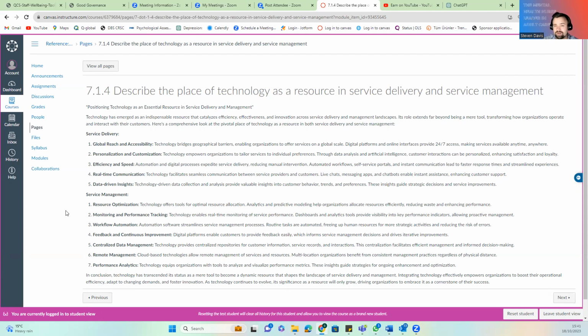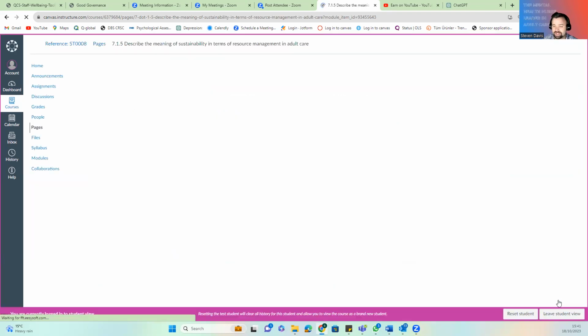And then hopefully from that, you'll get loyalty, because I was incredibly loyal to the organizations that I've worked in. And that's because if you're loyal to people that are neurodivergent, they're normally very loyal back. So thinking about service delivery, thinking about accessibility, thinking about effectiveness, the speed, the real-time communications, data-driven insight, and then looking at service management. So resources, performance tracking, workflow, feedback, data analysis, remote management, and performance analysis. So again, all of the stuff that we are doing well now because of COVID.